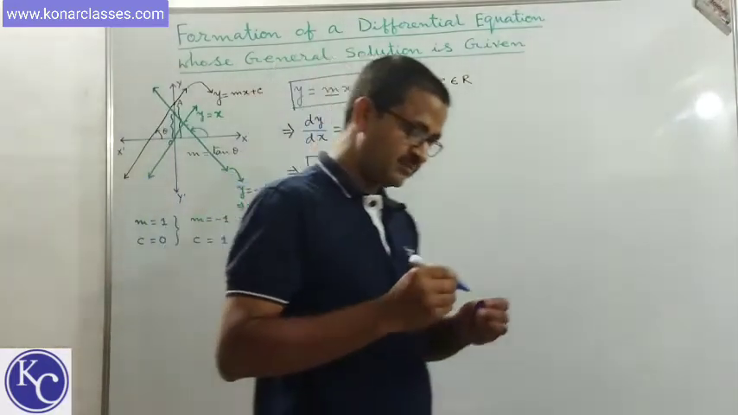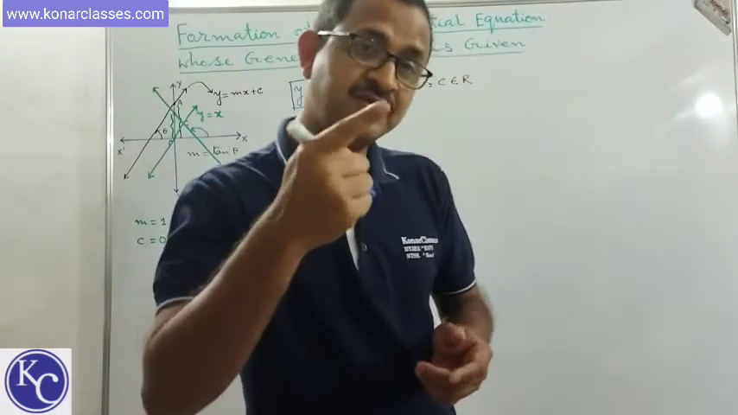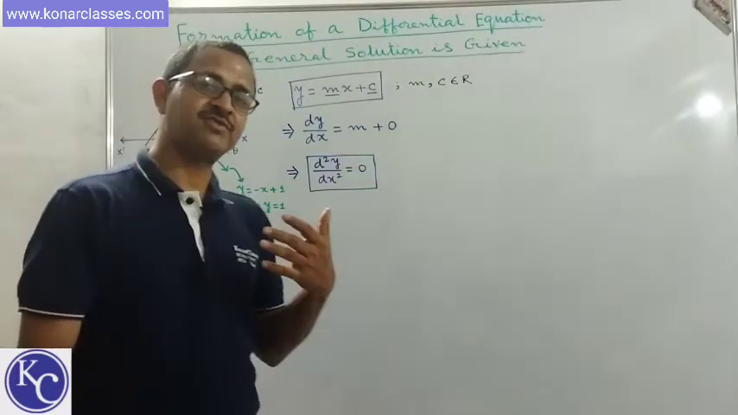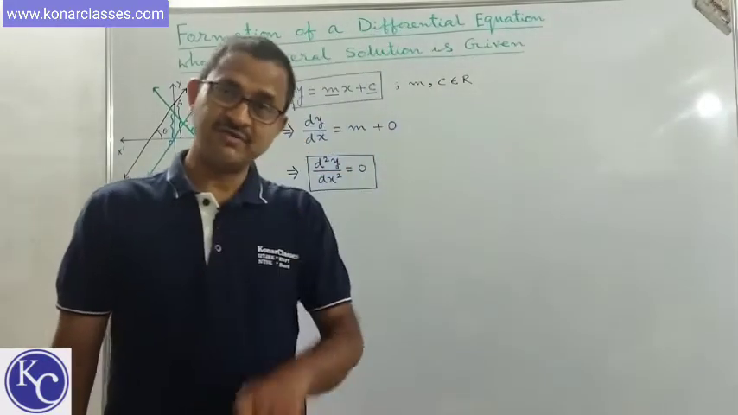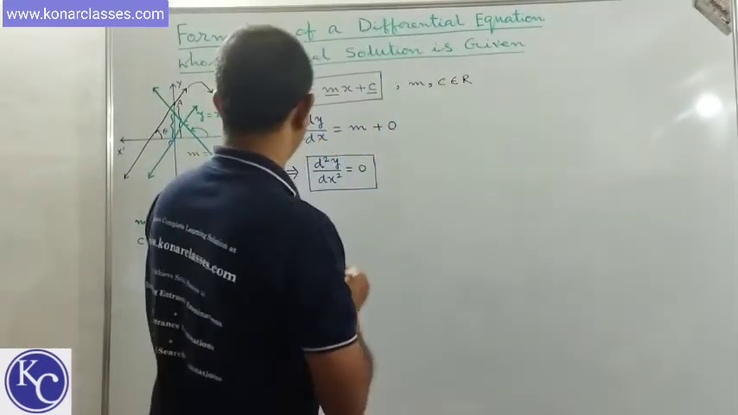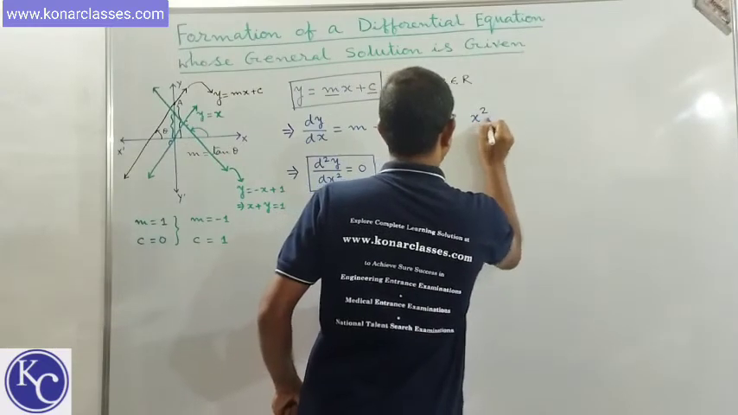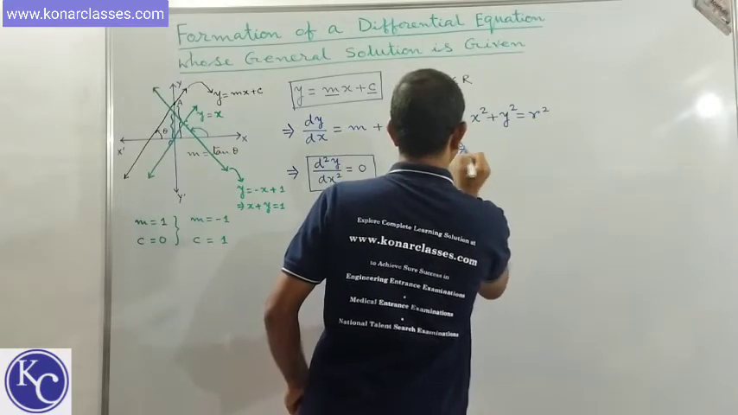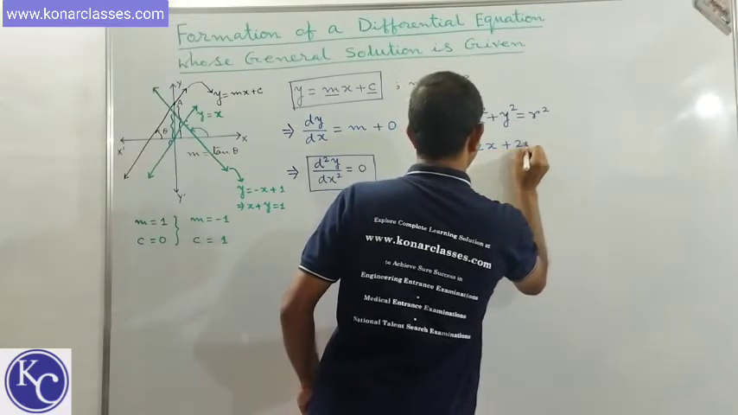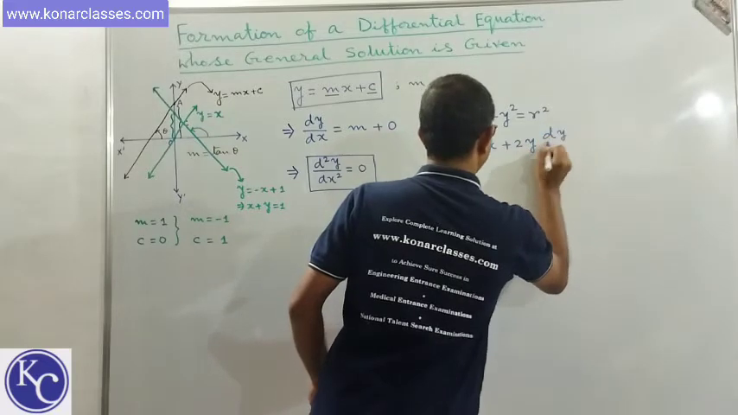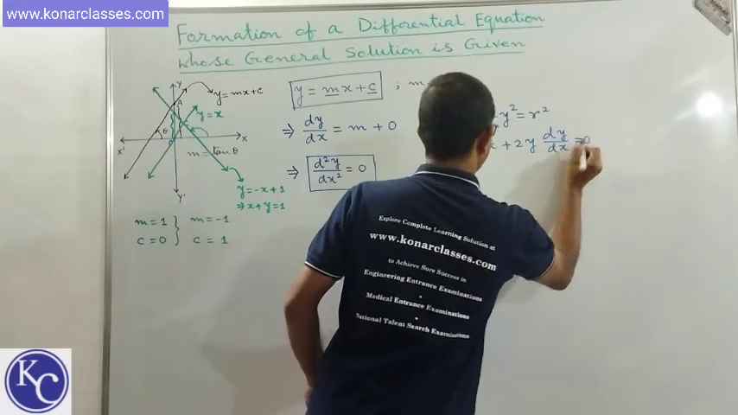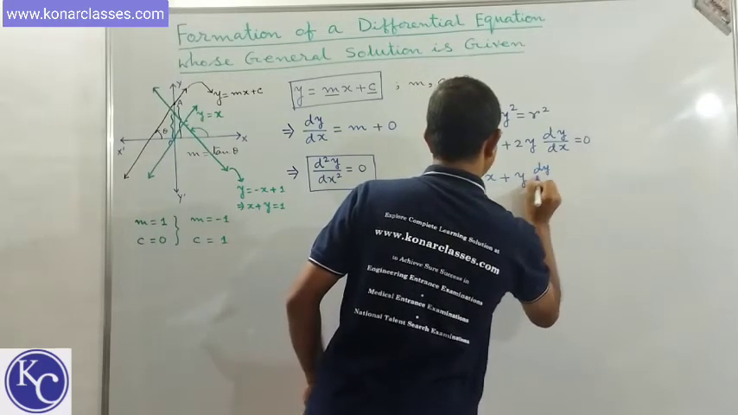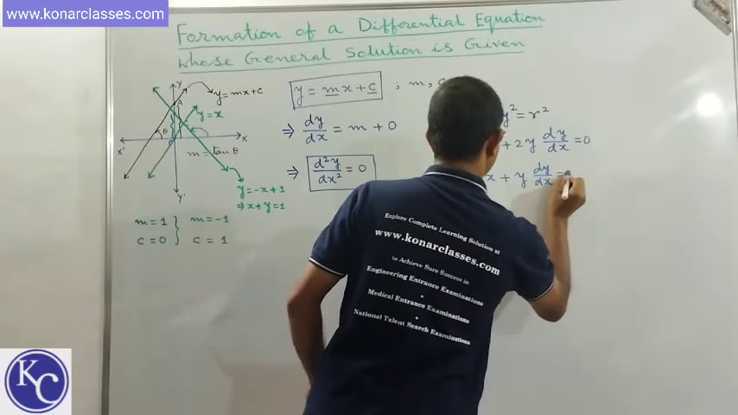If you recall, dear students, in the previous example where we discussed the circle x square plus y square equal to r square, we formed a differential equation. We can quickly form it again. From x square plus y square equal to r square, we differentiate both sides with respect to x. So from here we get x plus y dy/dx is equal to 0.